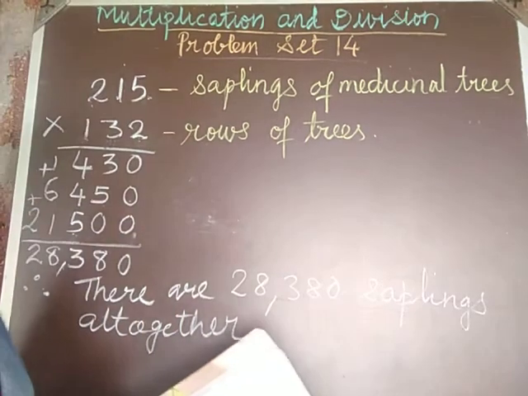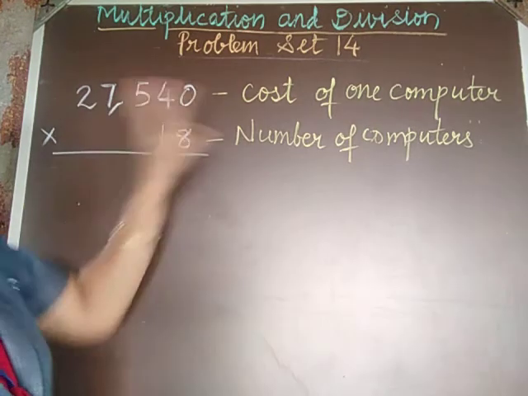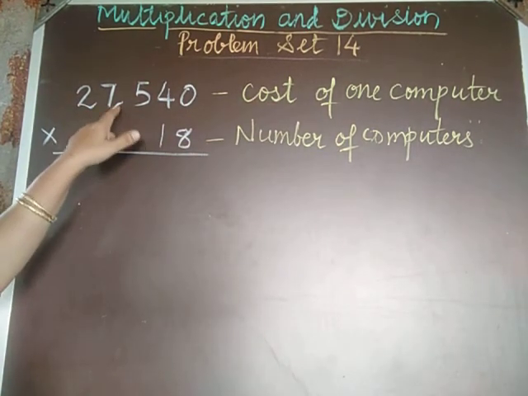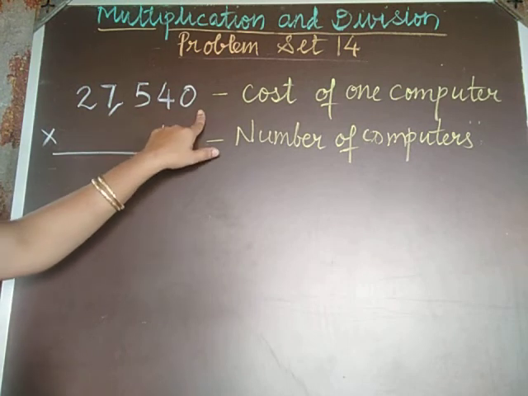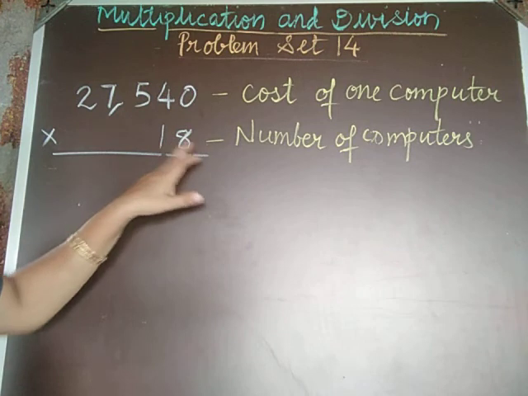So let's do that also now. So here, students, I have written the data now. So the cost of one computer is 27,540 rupees, and how many computers are there in total? There are 18 computers.